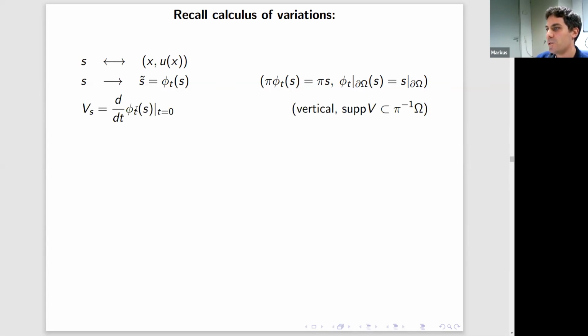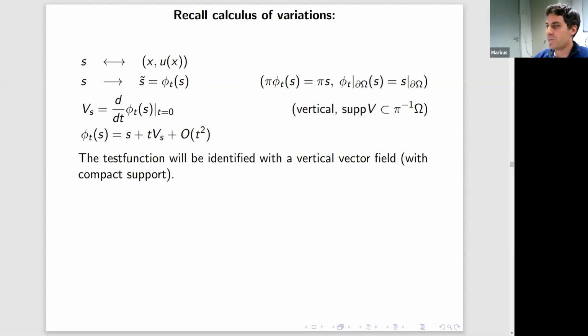Then you can compute the generator of this transformation. This t has nothing to do with the t in the Schrödinger equation, right? It's just a flow parameter. So you can compute the t derivative at t equals 0, then you get the generator here, this vector field, and it will be a vertical vector field, and this vector field will be in this set here, pi minus 1 omega, just because of these two conditions here. But this is a kind of technical thing, I would say, at this point. Here's the expansion in t, not so important.